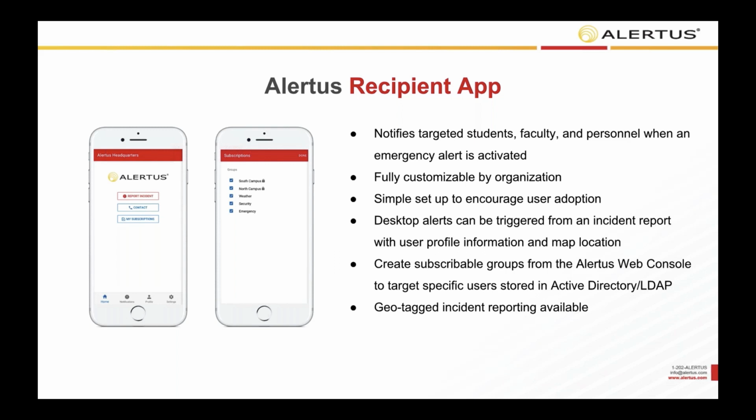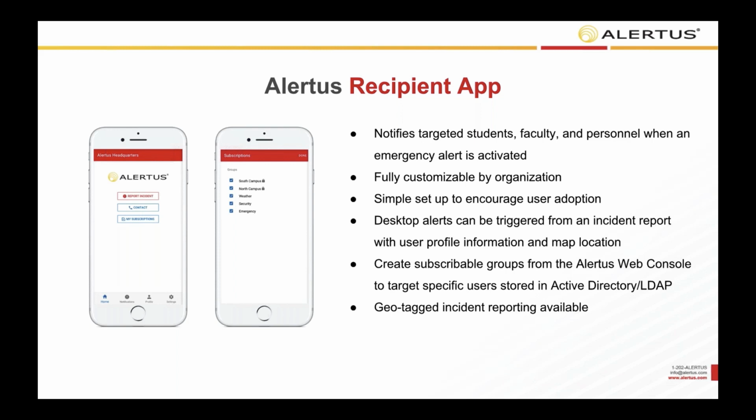You can sign up just by typing in a code, and you can also send messages back to the system through the Report Incident button. Through Report Incident, you can have other modalities for alerting, such as your desktop alerts. They can pop up with the incident location on a map, and you can also fill out the user's profile so that that information is transferred as well to whoever's on the receiving end. You can also geotag the incident reports so that dispatchers know the location of that particular incident.